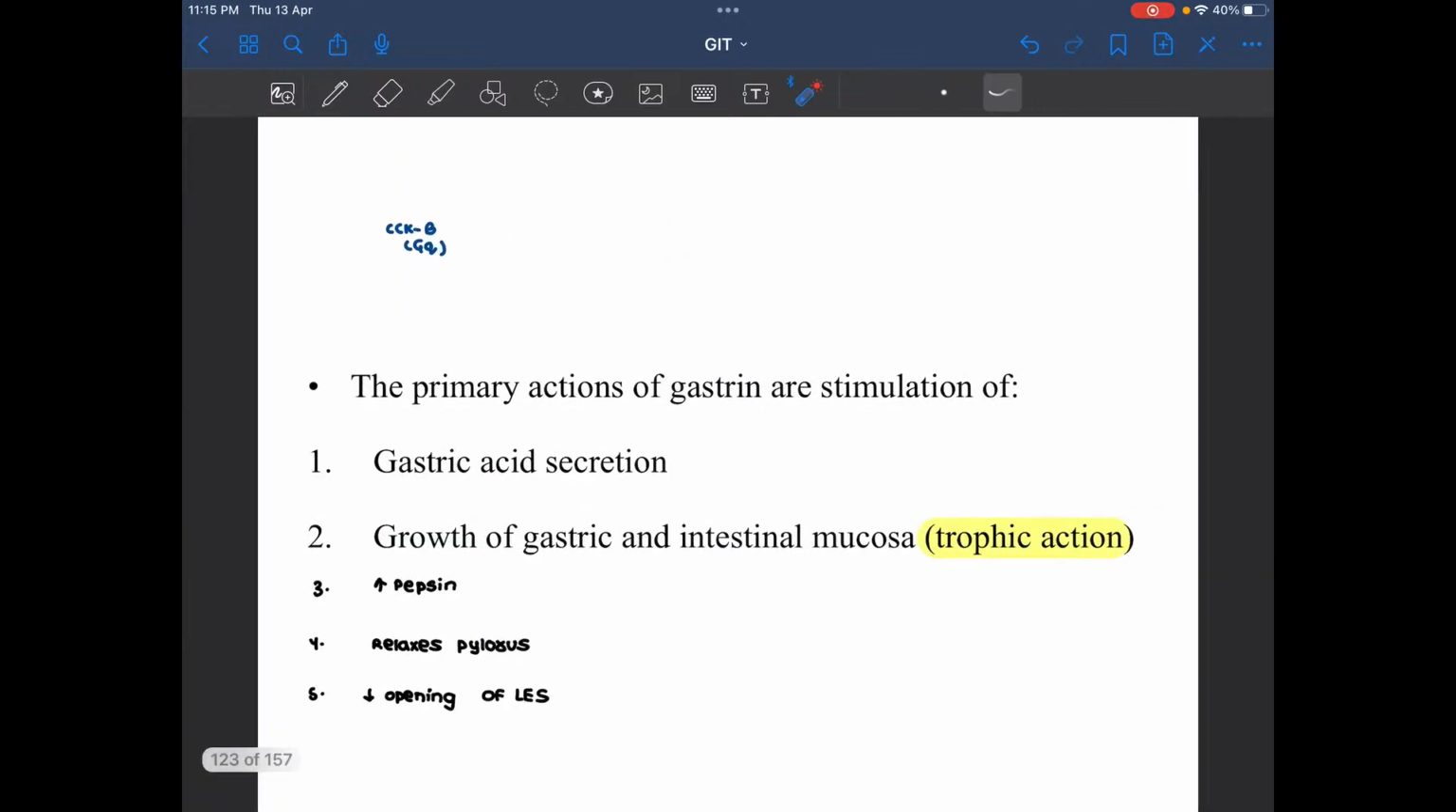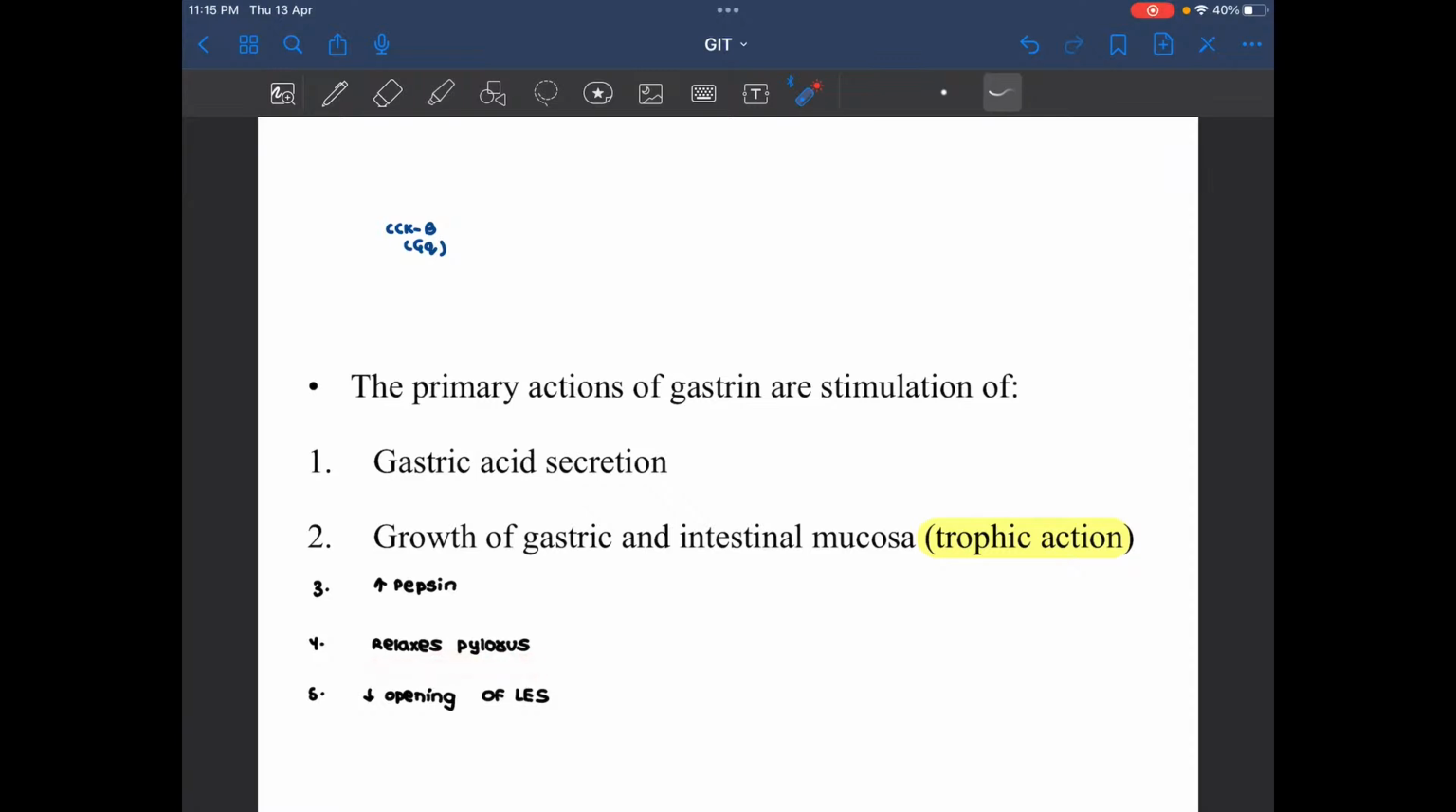Okay, so how does it do that? And what actions is it going to do? It's going to increase your gastric acid secretion by acting via CCKB receptors. We know that. What next? It's going to have a trophic action on the gastric and intestinal mucosa, almost like a tumorigenic effect. It's going to increase your pepsin secretion as well.